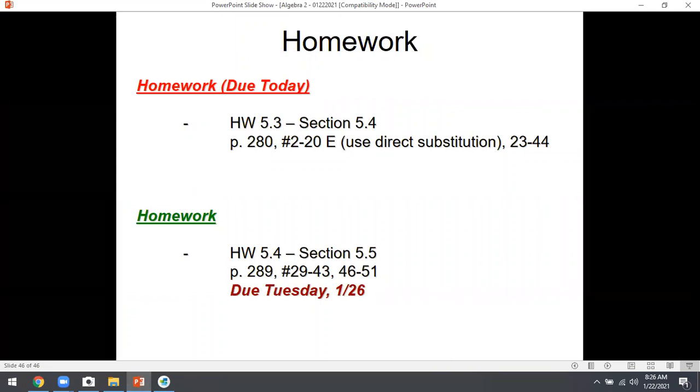So 5.3 is due today, and 5.4, the new one, is due Tuesday, but it's a good chunk of problems, so you need to get working on that as soon as you can. And again, next week we will come back and hit the ground running with reviewing.